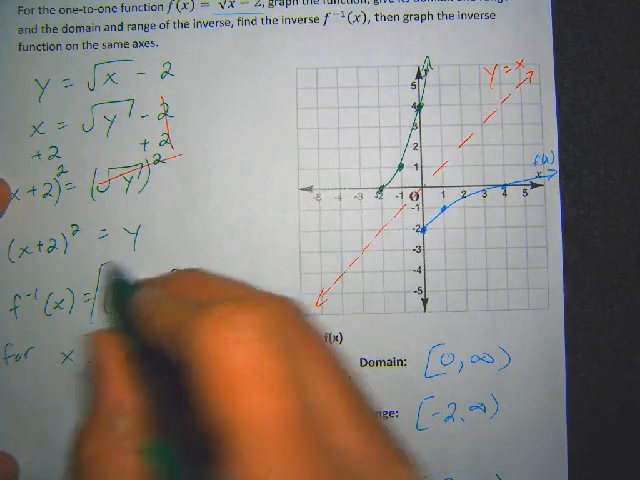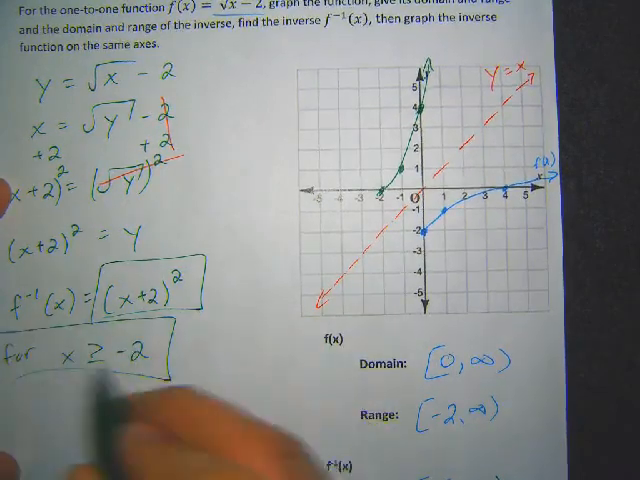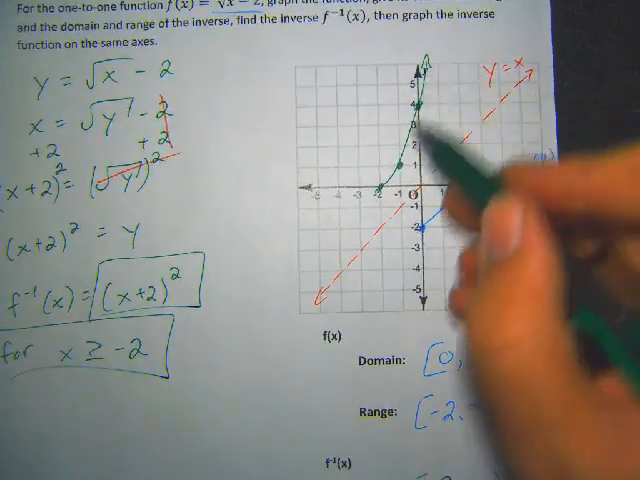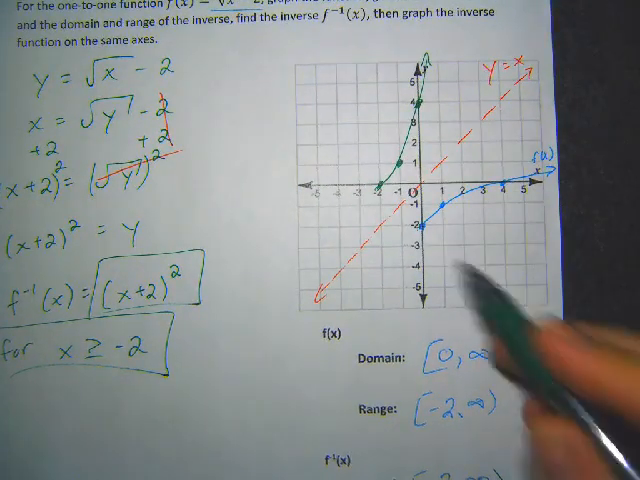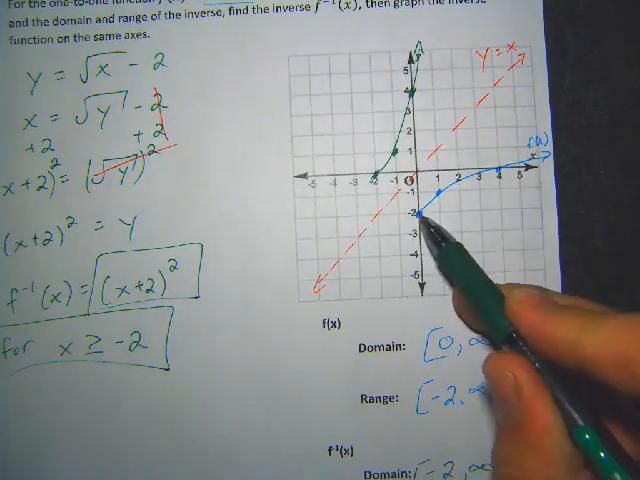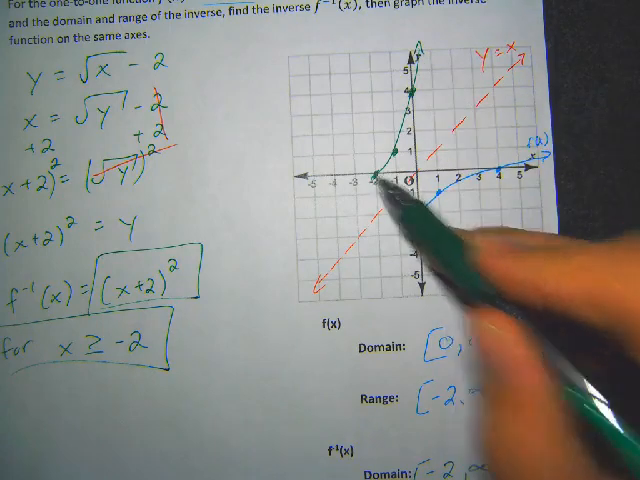So this is the function, but it's only for x's from negative 2 to infinity. If I drew the whole parabola and drew all the pieces over here, then it wouldn't really be the inverse of this function anymore. This function stops here, so this one has to stop here as well.